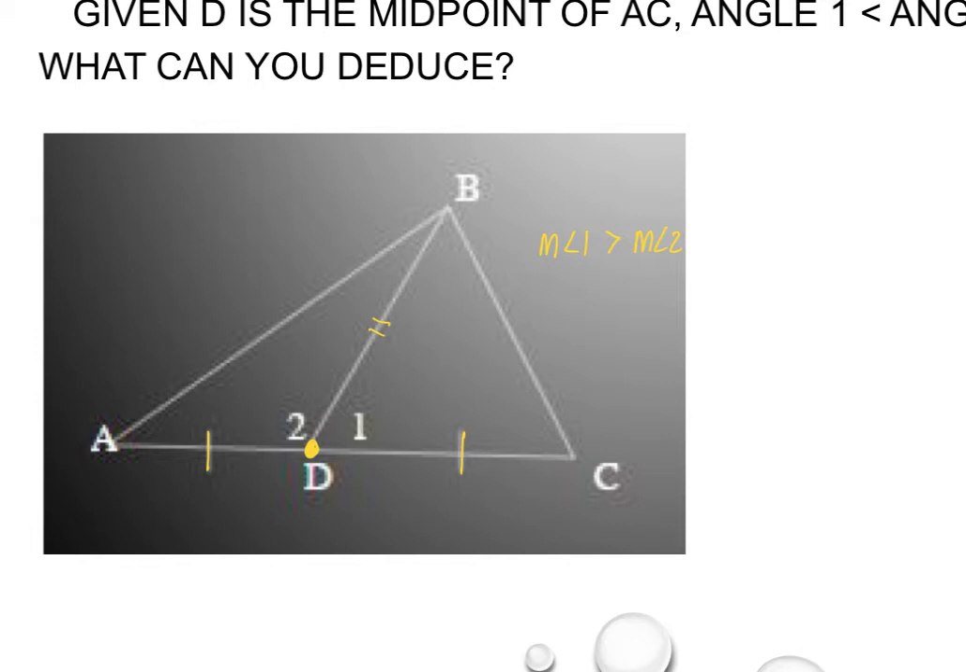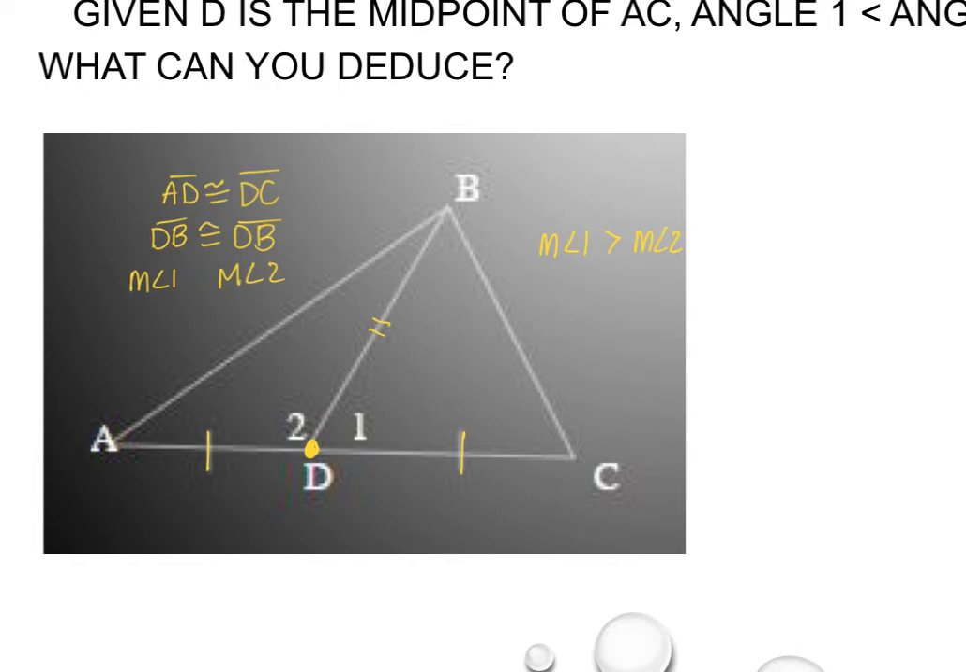Okay, so we've just proven that we have a pair of congruent sides. AD is congruent to DC from our first triangle to our second triangle, and also DB is congruent to itself because it's a shared side. We know that the measure of angle 1 is greater than the measure of angle 2. Oh, I'm sorry, is less than the measure of angle 2.